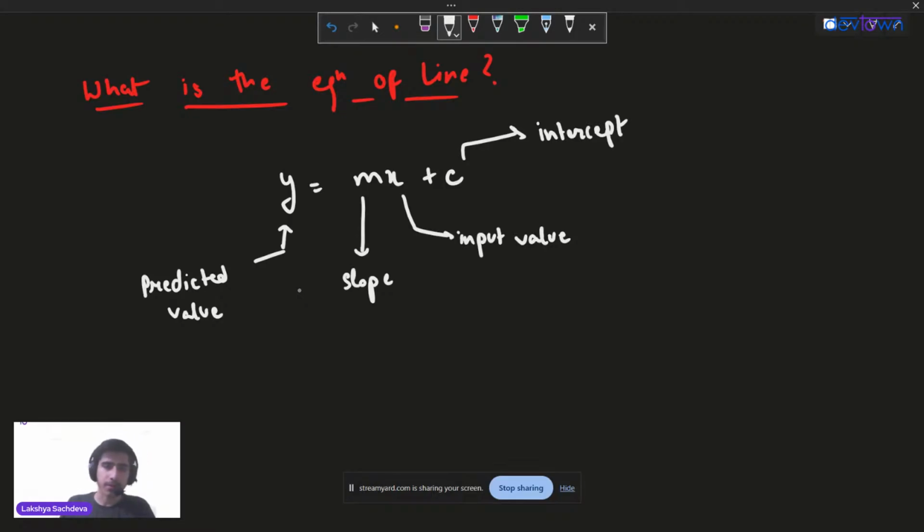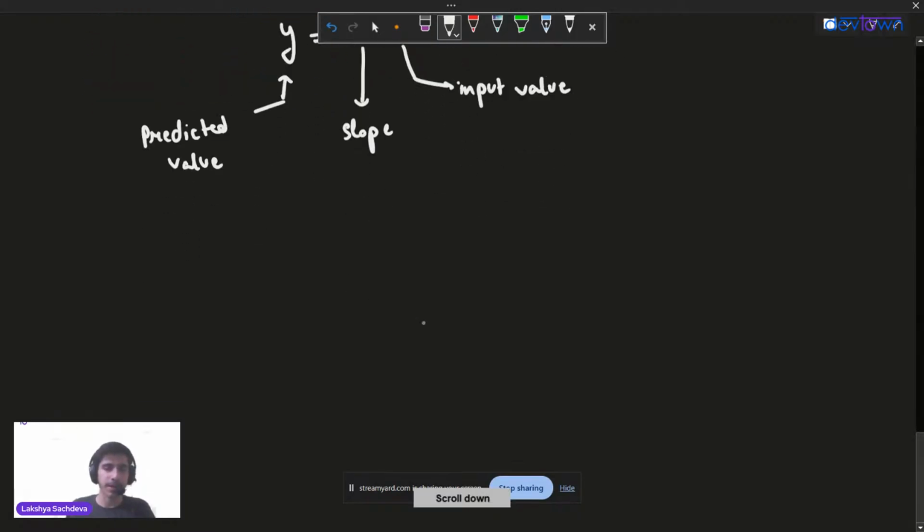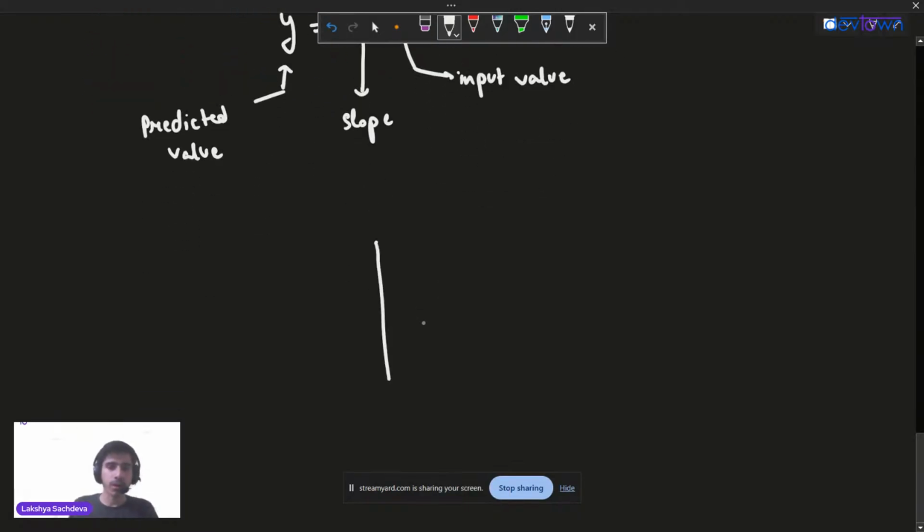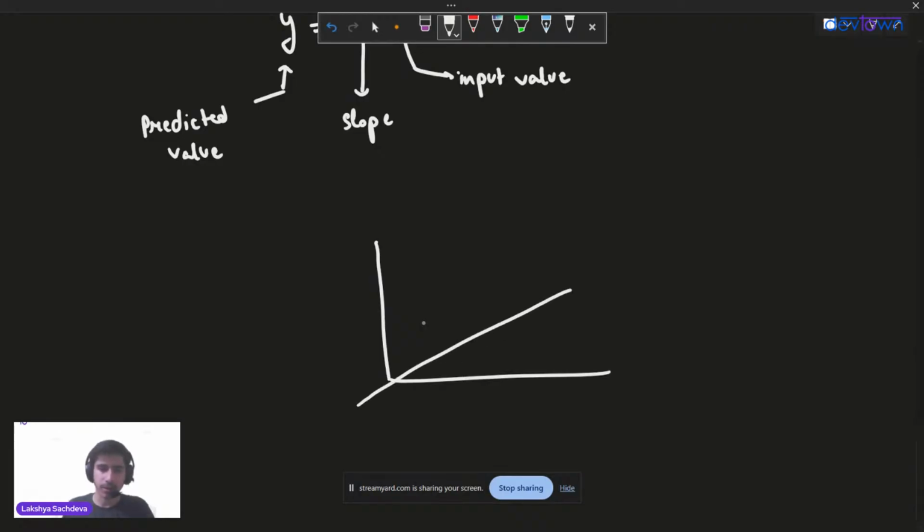Okay, so I hope all of these basic terms you already know, like what is the slope and the intercept. I will quickly tell you once again what is the slope and intercept. Suppose I have a graph over here and a line passes through this. So the angle over here will be our slope.